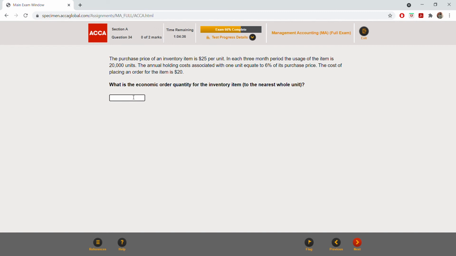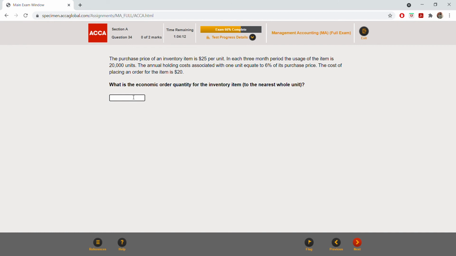Next. Definitely economic order quantity, EOQ, will be there. You have to find the economic order quantity for the inventory item to the nearest whole unit. When you are giving an answer, if your answer is correct and you are not giving it to the nearest whole unit, you will be marked 0. It has to be to the nearest whole unit. Not even one mark will be given to you.